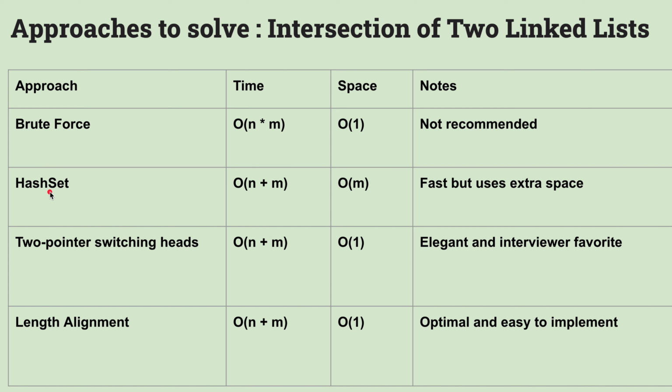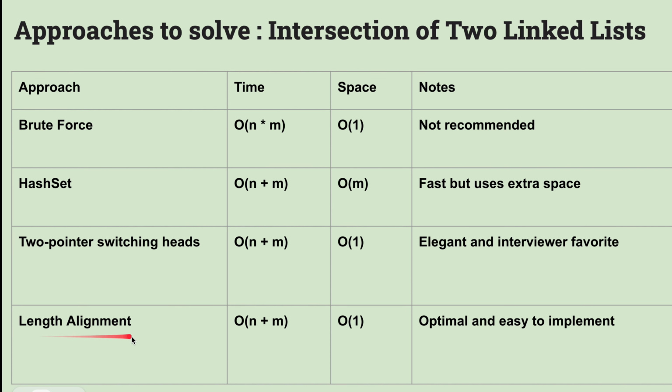But a hash set we can use. This is faster than brute force, but the problem is that it uses extra memory to store the nodes, right? So that is also not recommended. So either you go with the length alignment or the two pointer approach, but you should also be aware of how to do the hash set and brute force approaches. We are focusing on the length alignment approach. Why? Because it runs in O of n plus m time with O of 1 space complexity, and it's really clean code and very intuitive, right?